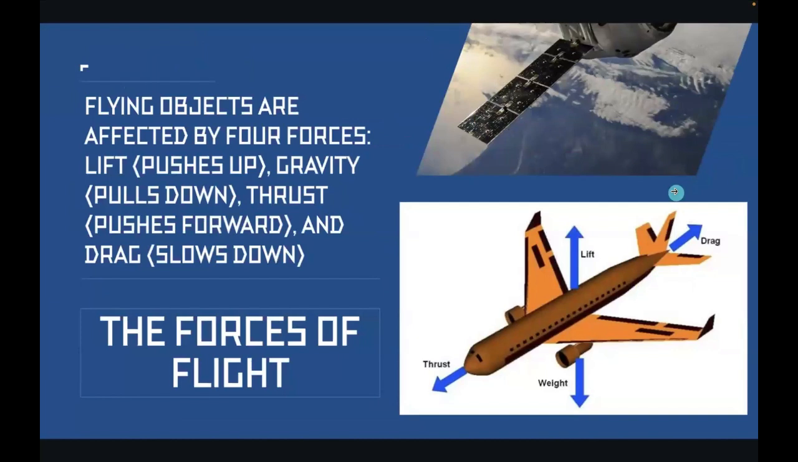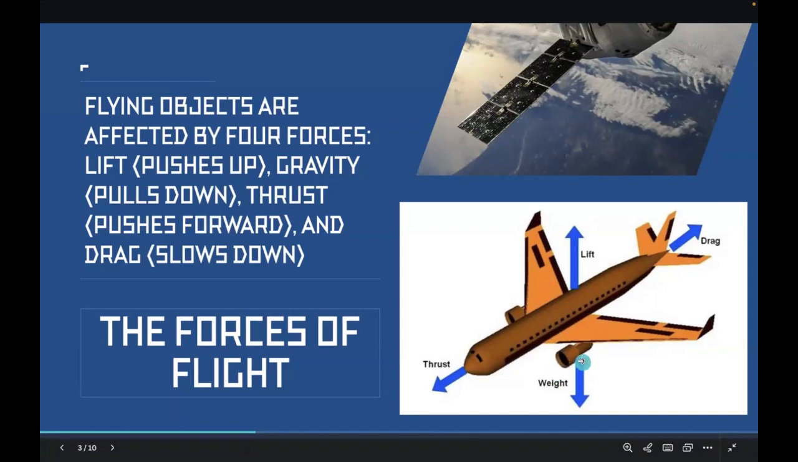So let's go over the forces acting on flight specifically. Airplanes. So flying objects are affected by four forces. Lift, which is those air particles kind of pushing up on the plane. That's why the wings of a plane are angled the way that they are. And then there's also gravity, or the plane's own weight, naturally kind of pulling it down. There's thrust, which is the engine's working, pushing out air so that it can go forward.